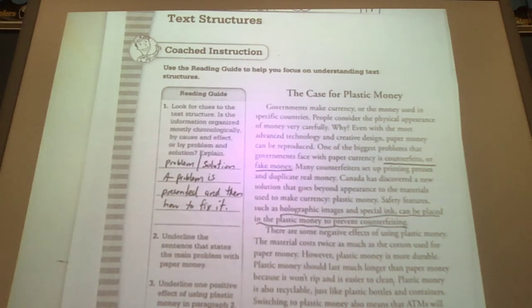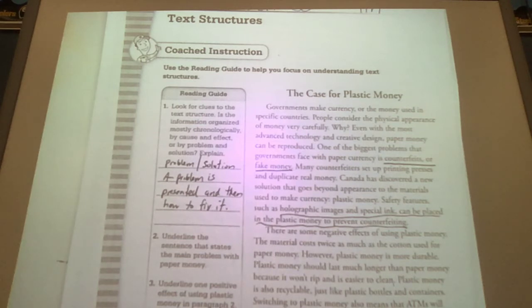The case for plastic money. Governments make currency, or the money used in specific countries. People consider the physical appearance of money very carefully. Why? Even with the most advanced technology and creative design, paper money can be reproduced. One of the biggest problems, notice how it says problem, that governments face with paper currency is counterfeits or fake money. Many counterfeits set up printing presses and duplicate real money. Canada had discovered a new solution that goes beyond appearance to the materials used to make currency: plastic money.